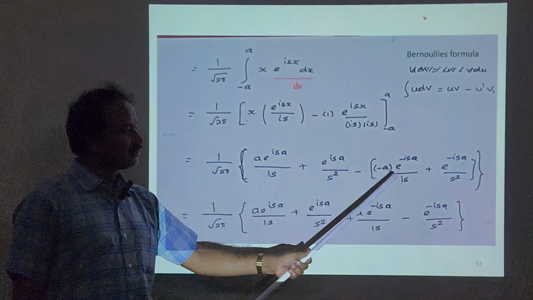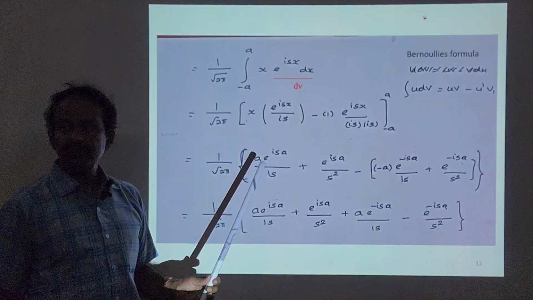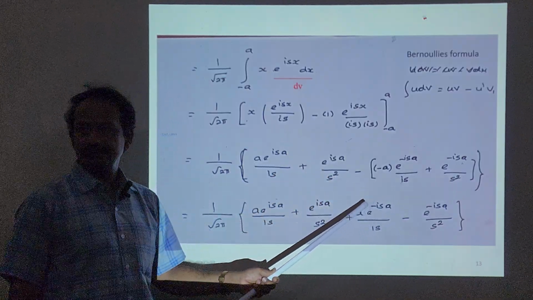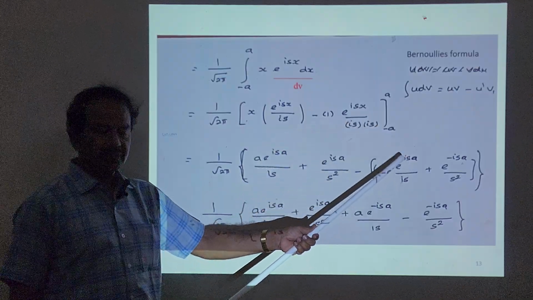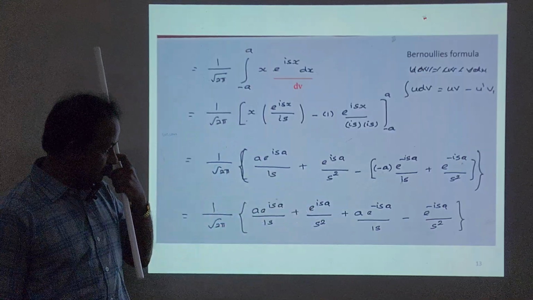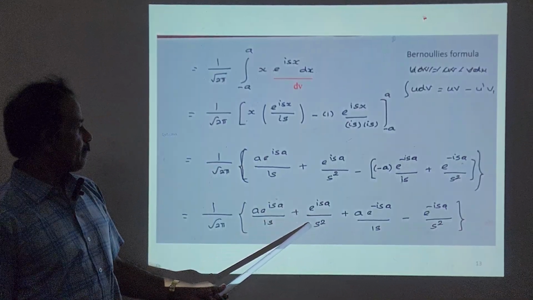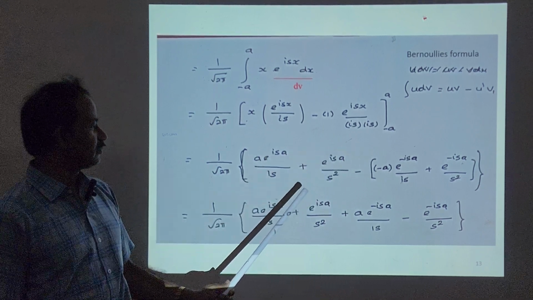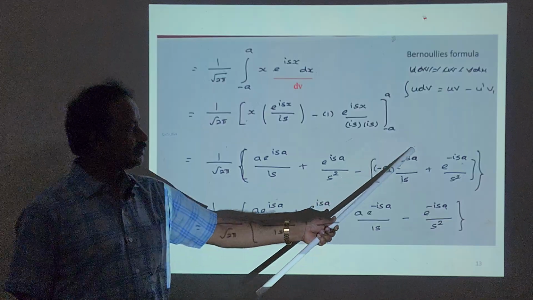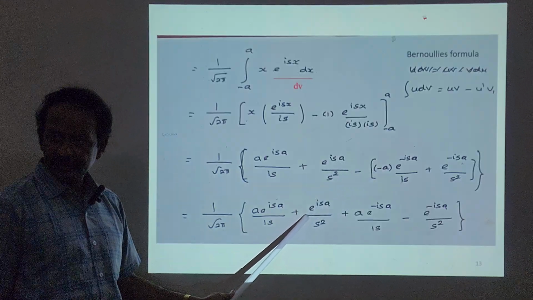Now you combine the s terms, and you combine the s squared terms. Wherever you find s, you combine, wherever you find s squared, you combine. So this one and this one you can combine together, and this one and this one you can combine together, correct? So we will combine first this one and this one. That will give me a e^(isa), minus plus, so this will become e^(isa) by s squared. One a is missing here, we will find out. Similarly, e^(isa) by s squared minus will give you e^(-isa) by s squared. Here also one a is missing. Yes, a is missing here.